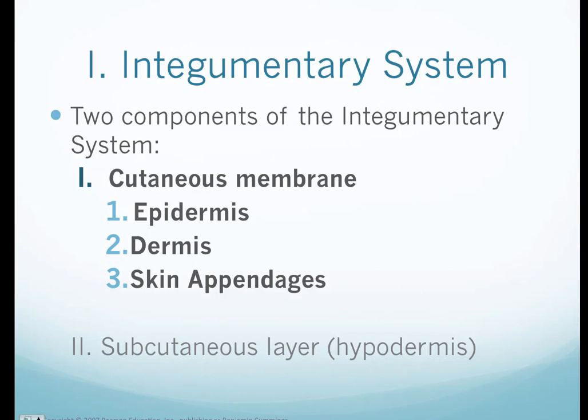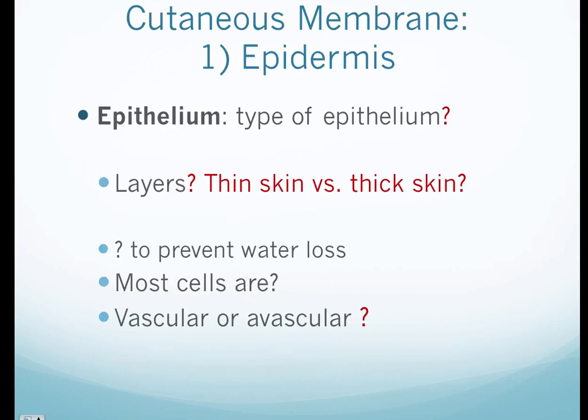So we're going to start off by looking at this cutaneous membrane. It's composed of two major layers, the epidermis and the dermis, and we also have skin appendages attached to this cutaneous membrane. Some skin appendages are our glands, both our oil and our sweat glands, our hair and our nails.